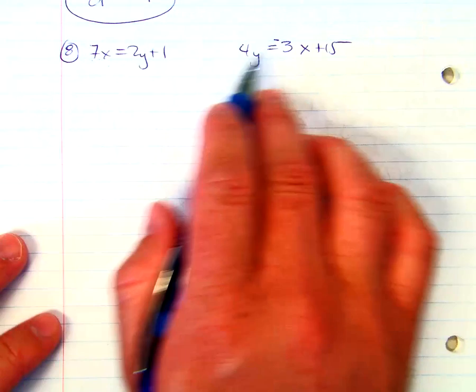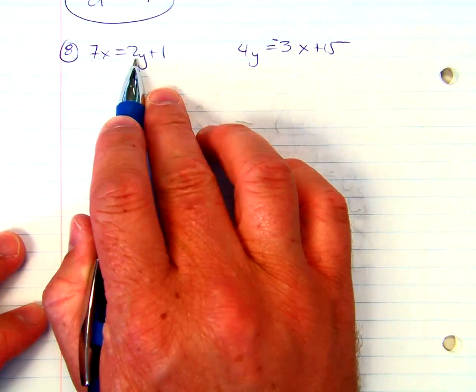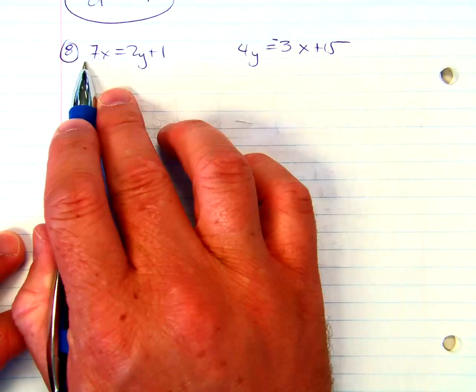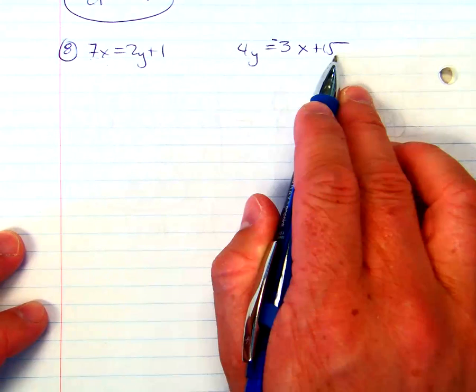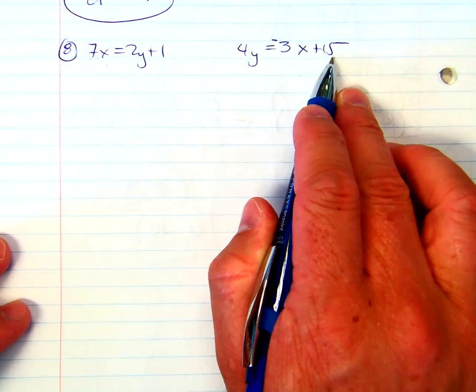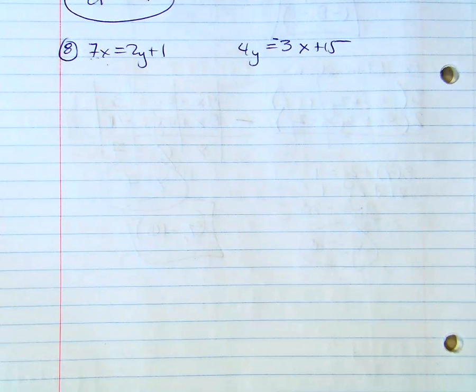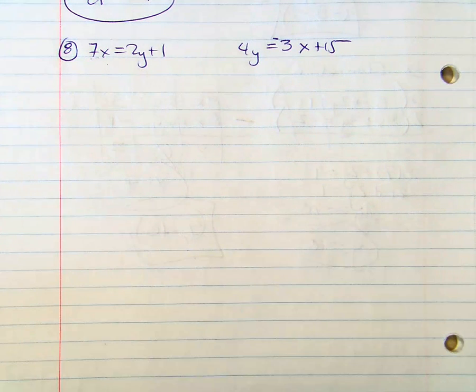I could move a few more things around. I'd end up dividing by 2 here. 1 half and 7 halves. 4 thirds or 15 thirds makes a whole 5. It's up to you which one you choose. It really does not make a difference.